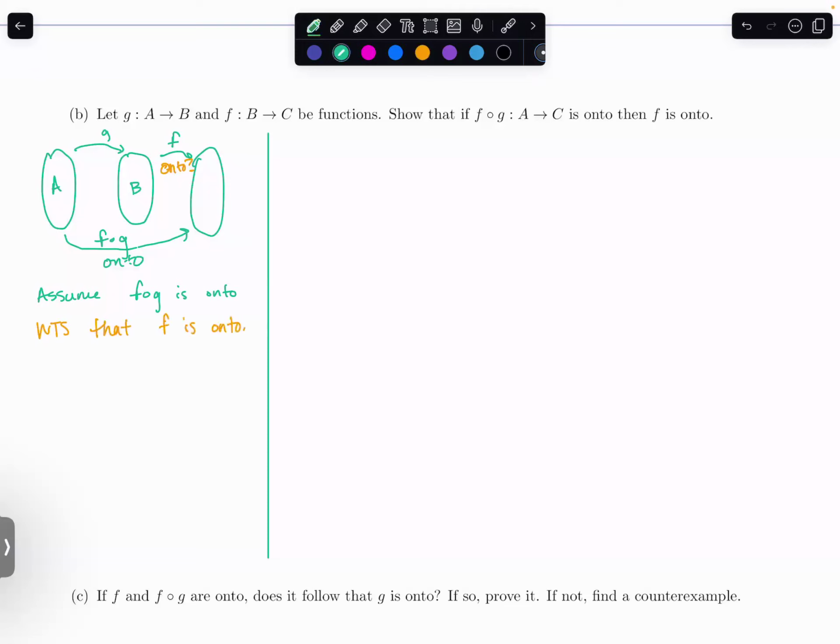So when we do an onto proof, we're going to pick a little c in big C and show there exists a little b in B where f of b equals c. That's how you do an onto proof, right? You pick an element in the target, and show that there is something in its domain that maps to that thing. All right, so we have this c in C.